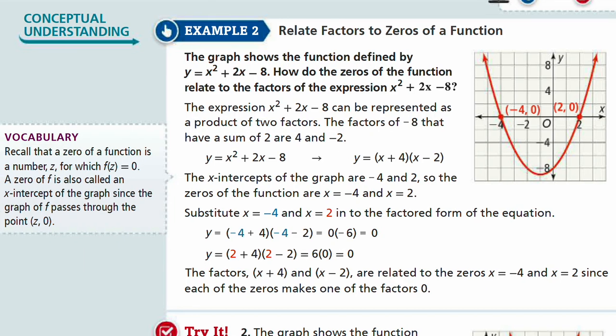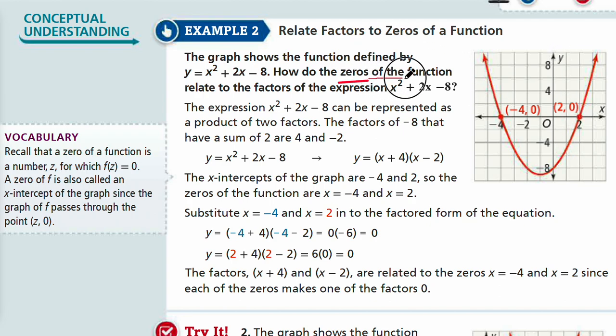The graph shows a function defined by y equals x squared plus 2x minus 8. How do the zeros of the function relate to the factors of the expression x squared plus 2x minus 8? So we want to figure out the zeros of the function from the graph, which is right there: (-4, 0) and (2, 0). Those are the zeros, right? In other words, if you don't remember what zeros are, it's where your graph meets the x-axis, where the y value is 0.